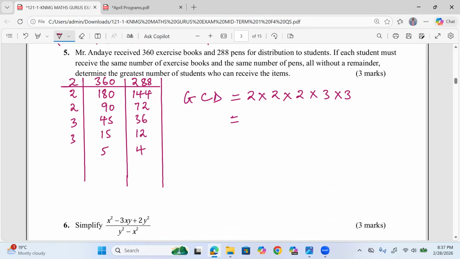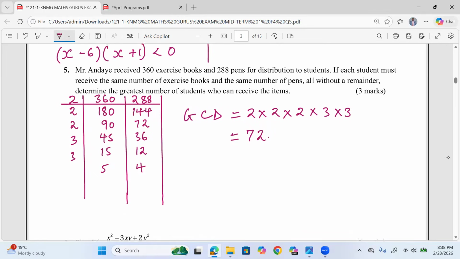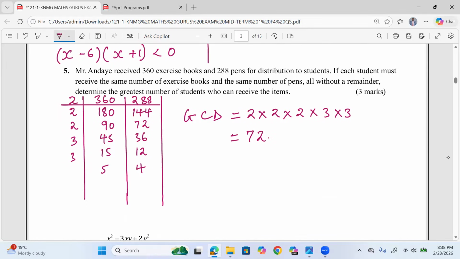This is exactly going to be 2 by 2 by 2, that's 8. 3 by 3, that's 9. So 8 by 9 gives us 72 students. So it is 72 students. That is the maximum number of learners that can share.